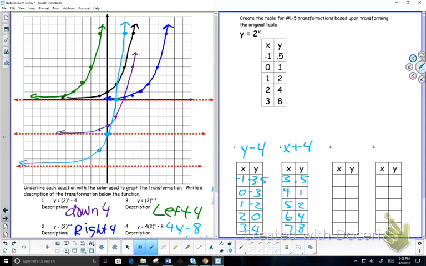Number 3, we went left 4. Once again, this is impacting your x values. Instead of x plus 4, we would do x minus 4, because insiders lie. So once again, my y values aren't changing, so I can just write them all down. What about my x values? Negative 1 would become negative 5. 0 would become negative 4. 1 would become negative 3. 2 would become negative 2, and 3 would become negative 1.